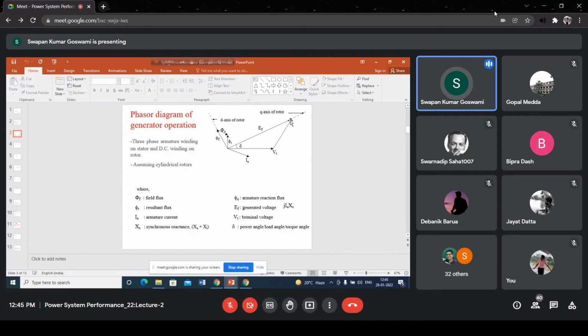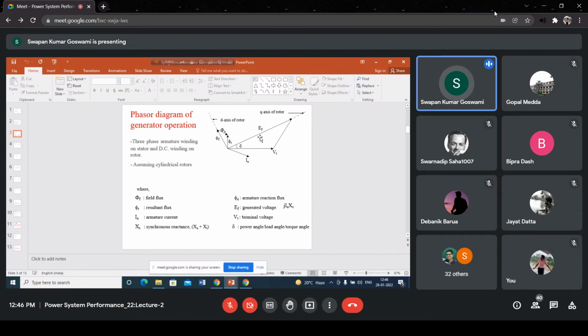Obviously, the phase angle difference between the field flux and the induced EMF will be 90 degree. So if this is the direct axis or pole axis of the rotor, then EF is along the quadrature axis. That means shifted by 90 degree with the pole axis is the quadrature axis. So EF, induced EMF, will be along the quadrature axis of the rotor. Okay.